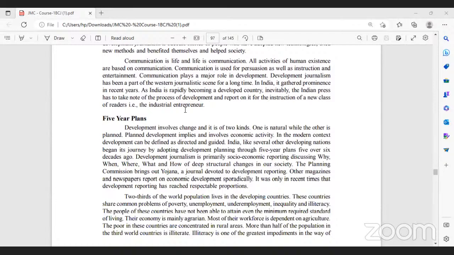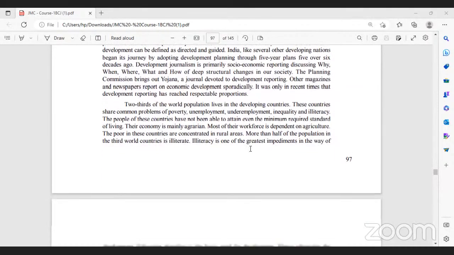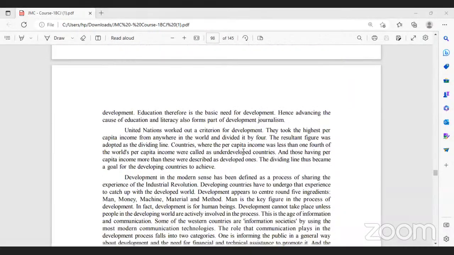in five-year plans. We now don't have them, but we have Niti Aayog. Prior to that, we had development plans, the five-year plans. Development involves change, and the Planning Commission brought out a journal called Yojana. The Yojana journal has been brought out by the Indian government, talking about the plans and developing issues.